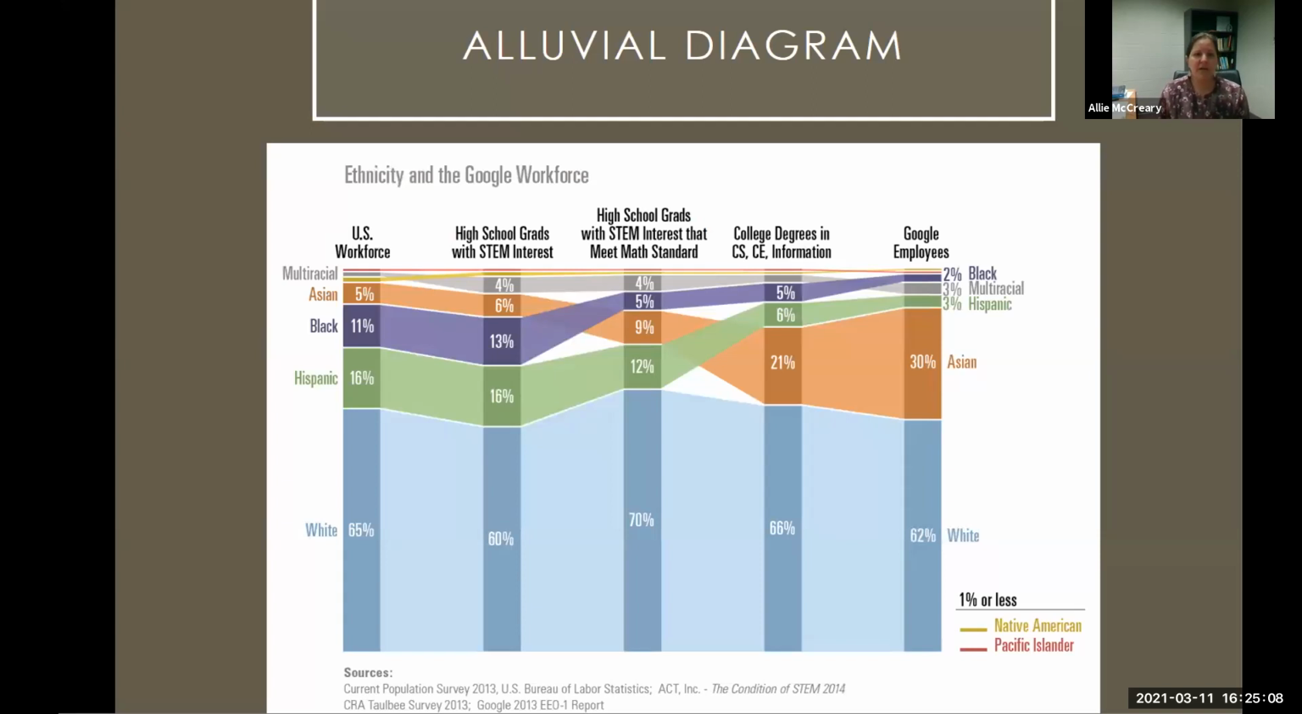And then alluvial diagrams are one that is less common, but can be really effective if you are looking at different categories in different contexts. So here we're looking at ethnicity in several different workplace contexts. So ethnicity in just the general US workforce on the left side, and then over on the right side, ethnicity in Google employee composition. And so this allows you to make some different comparisons if you are measuring the categories or categorical data across several contexts.